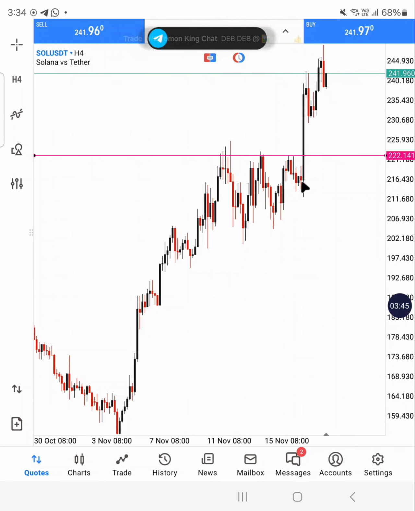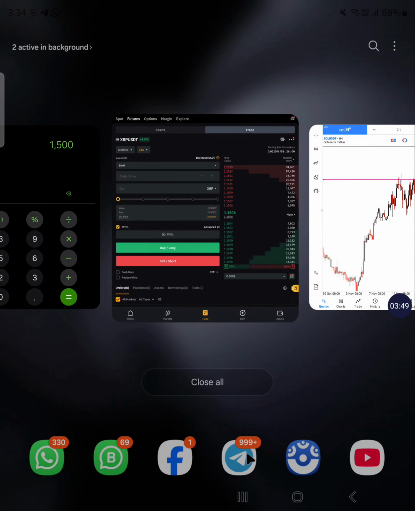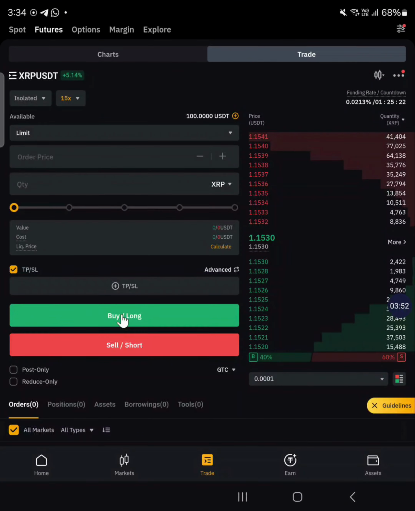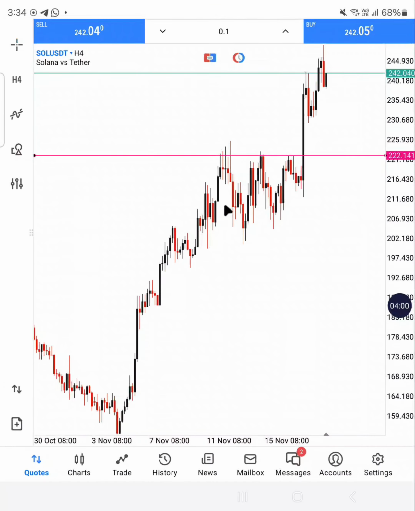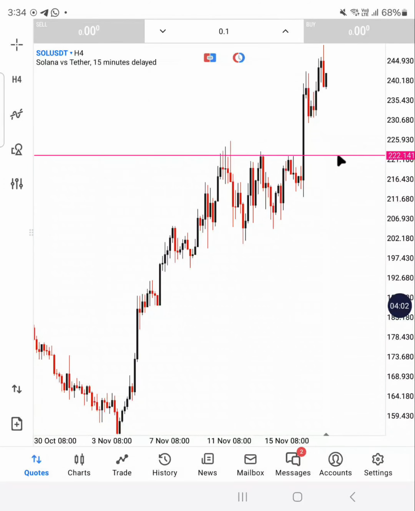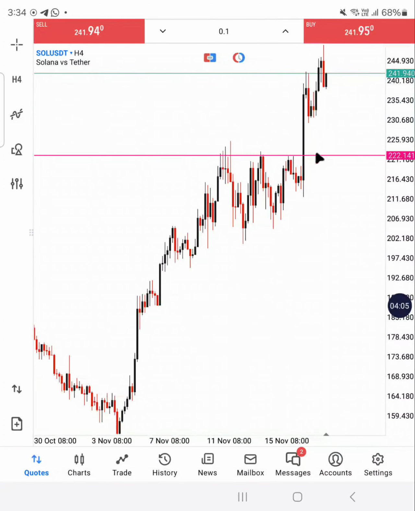Now, I want to go bullish, or to go long as you have on this platform. Here, there is only buy long, sell short on the futures market. So if I want to go buy limit, I am saying that as price comes down to this area, this is the limit I want to buy from.